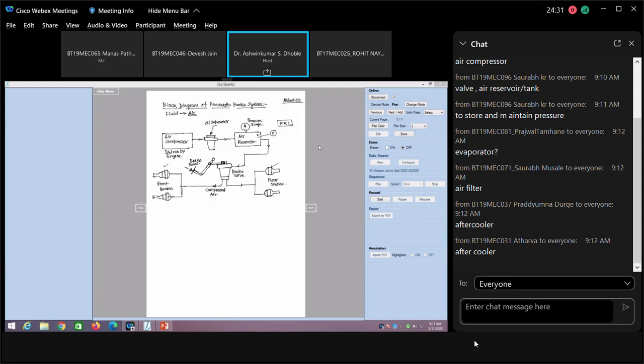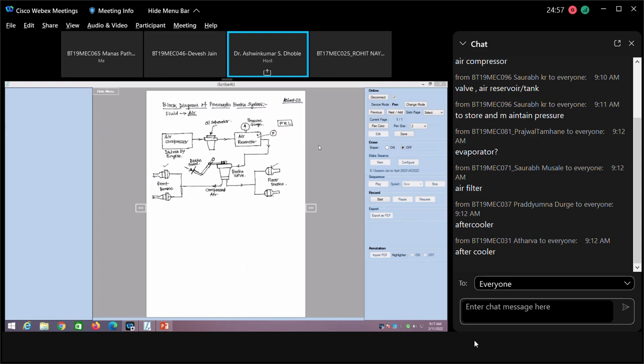So the air reservoir is a must, because you need to have the supply of compressed air, or air under pressure, every time, whether you start the engine or you are not starting the engine at all. Such a requirement has to be met, and that is why the air reservoir is used.